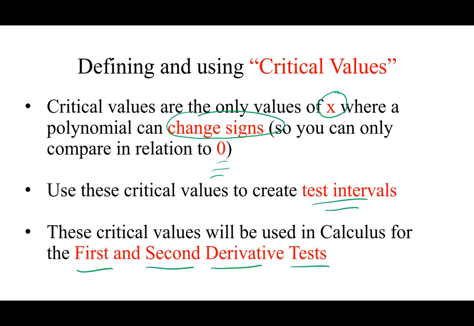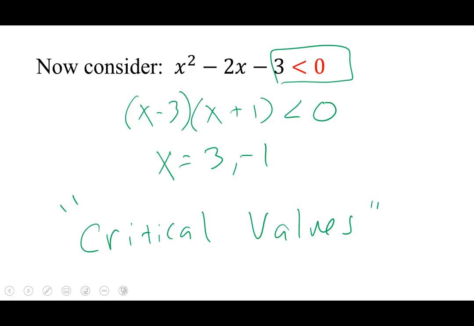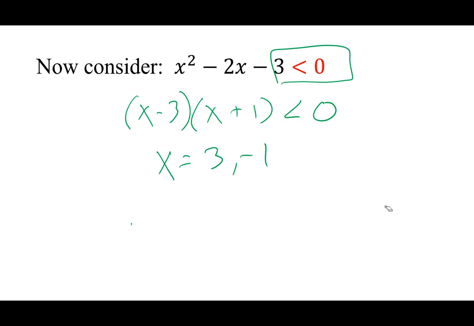So now that we're kind of hearing and using the word critical values, let's go ahead and put the whole thing together. So going back to my inequality here. So again, I factored it. I solved for those x's. I realized that those are the critical values. And now here's what I'm going to do. I am going to set up a number line using my critical values. So set up a number line.